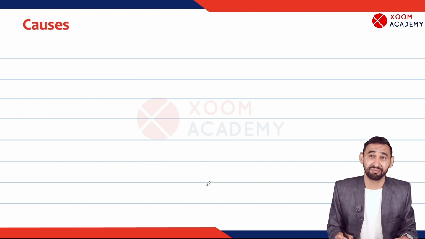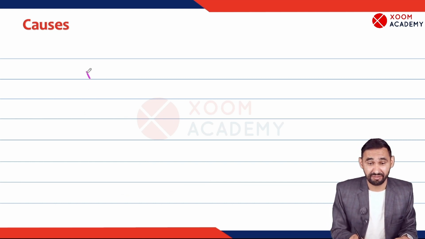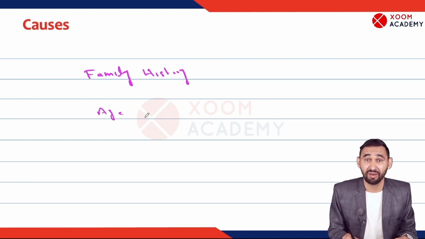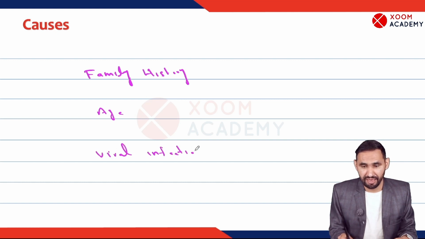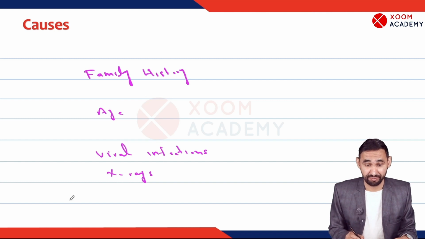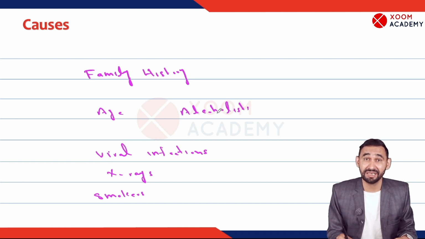What are the causes? Family history. Age at marriage or age during pregnancy. Mothers who are aged 35 years or above, their children have chances to develop congenital diseases. Viral infections like rubella. X-ray. So that's why X-rays should be avoided in pregnancy. Mothers who are smokers, mothers who are alcoholics, their children develop congenital heart disease. So we need to treat these root causes.